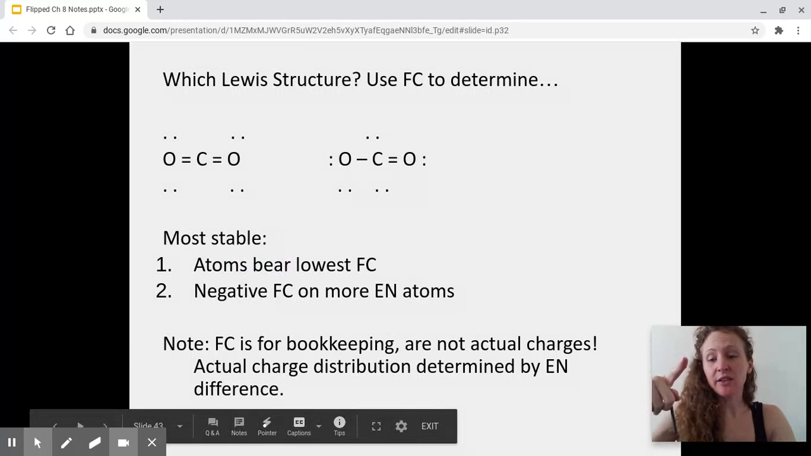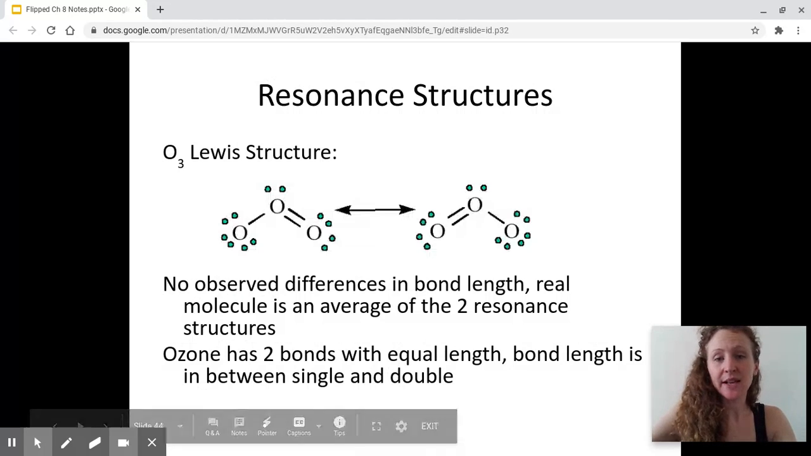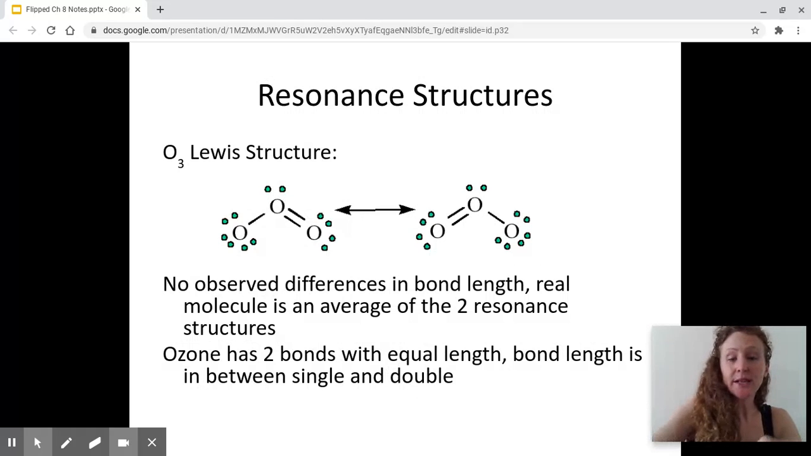Okay, so we have another example here. We can do that one together in class. And then this brings us to resonance structures.